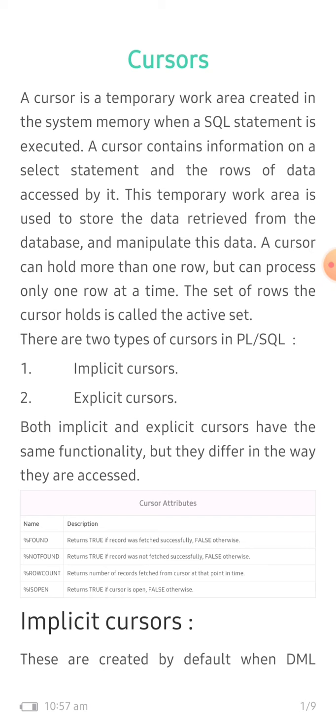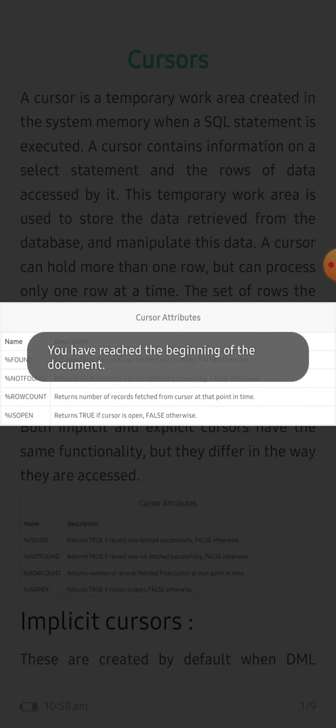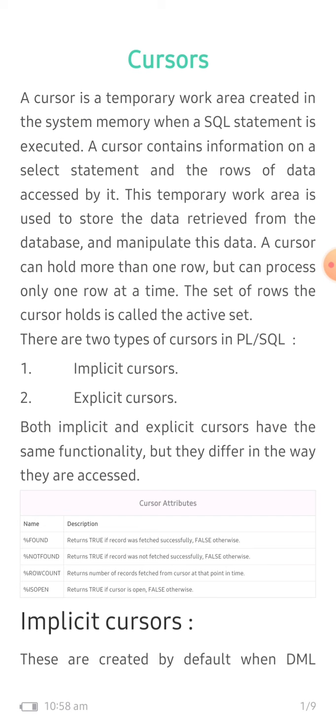by it. This temporary work area is used to store the data retrieved from the database and manipulate this data. A cursor can hold more than one row but can process only one row at a time. The set of rows the cursor holds is called the active set. There are two types of cursor in PL/SQL: implicit cursor and explicit cursor. Both have the same functionality, but they differ in the way they are accessed.